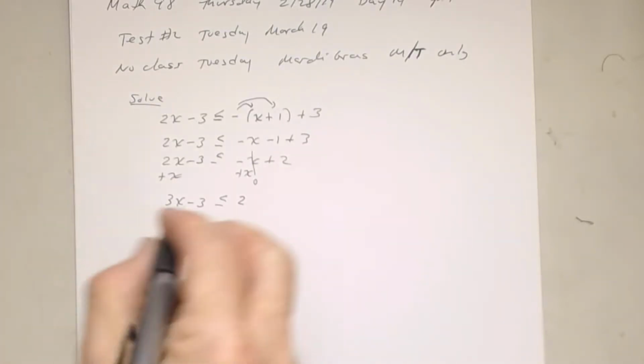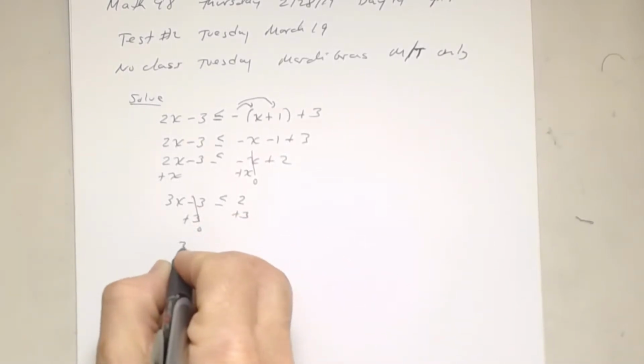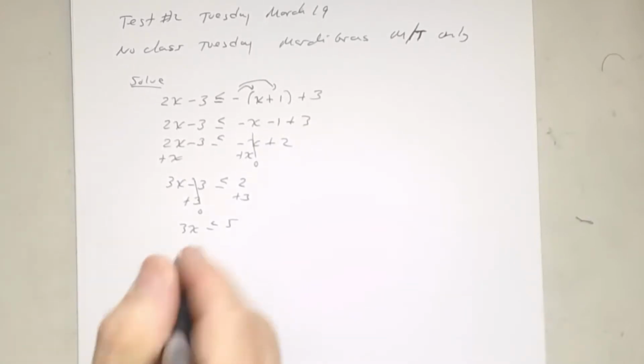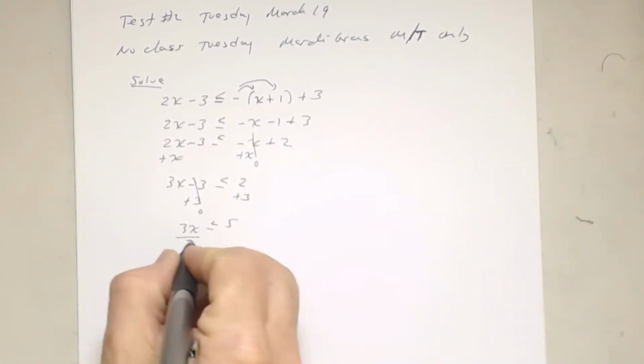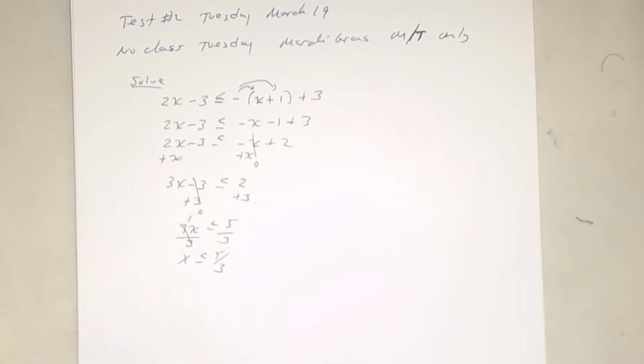Add 3 to both sides. Combine like terms. I get 3x is less than or equal to 5. Divide both sides by 3, and x is less than or equal to 5/3. So any number that's less than or equal to 5/3 is a solution to the original inequality.